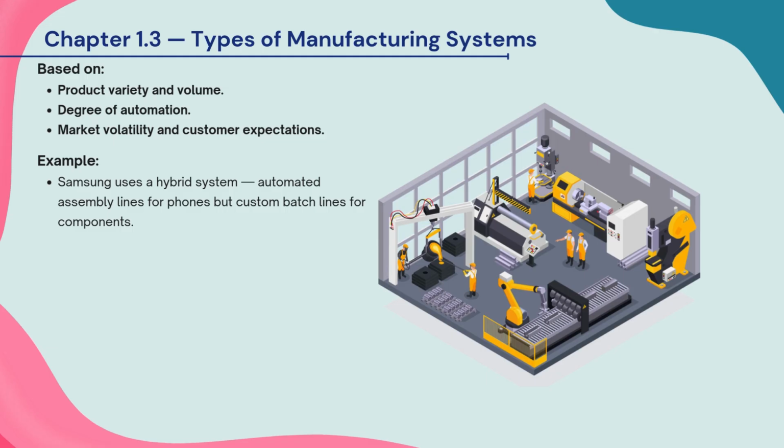Process choice depends on factors such as product variety and volume, the required level of automation, and the degree of market volatility and customer expectations. Companies adapt their systems accordingly. For example, Samsung uses a hybrid approach with highly automated assembly lines for smartphones while relying on flexible batch processes for producing specialized components, allowing both efficiency and responsiveness in a dynamic market.